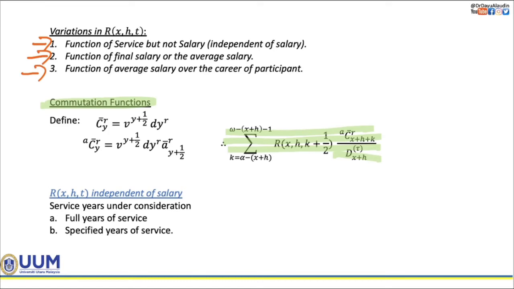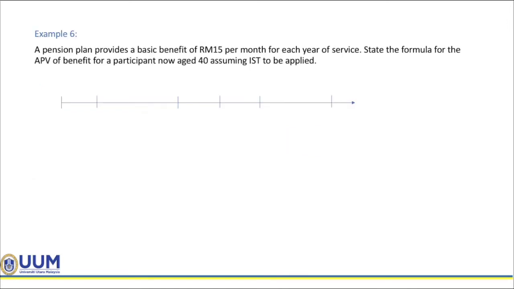And then we look at the first one, independent of salary. There are 2 types of independent salary: full years of service and specified years of service. So now we try example 6. A pension plan provides a basic benefit of 15 ringgit per month for each year of service. State the formula for the APV of the benefit for a participant now age 40, assuming IST to be applied.